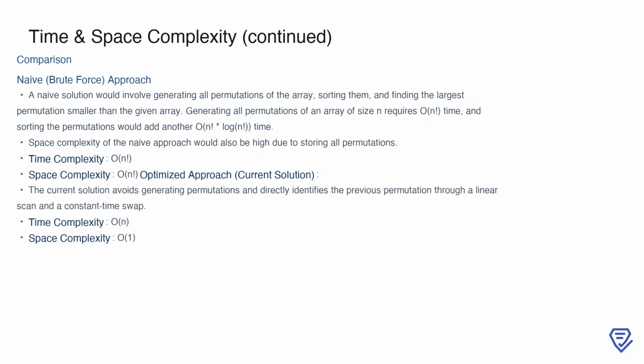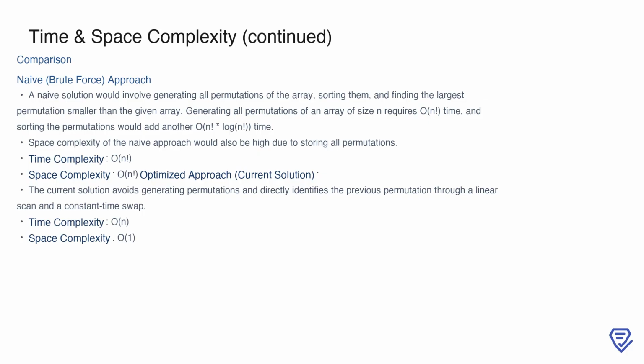Comparing the current solution to a naive approach highlights the efficiency of the optimization. A brute force method would involve generating all possible permutations of the array, sorting them, and identifying the largest permutation smaller than the given one. Generating all permutations of an array of size n has a time complexity of O(n!), and sorting those permutations adds another layer of complexity, making it O(n! log n!). The space complexity would also be extremely high due to the need to store all permutations in memory.